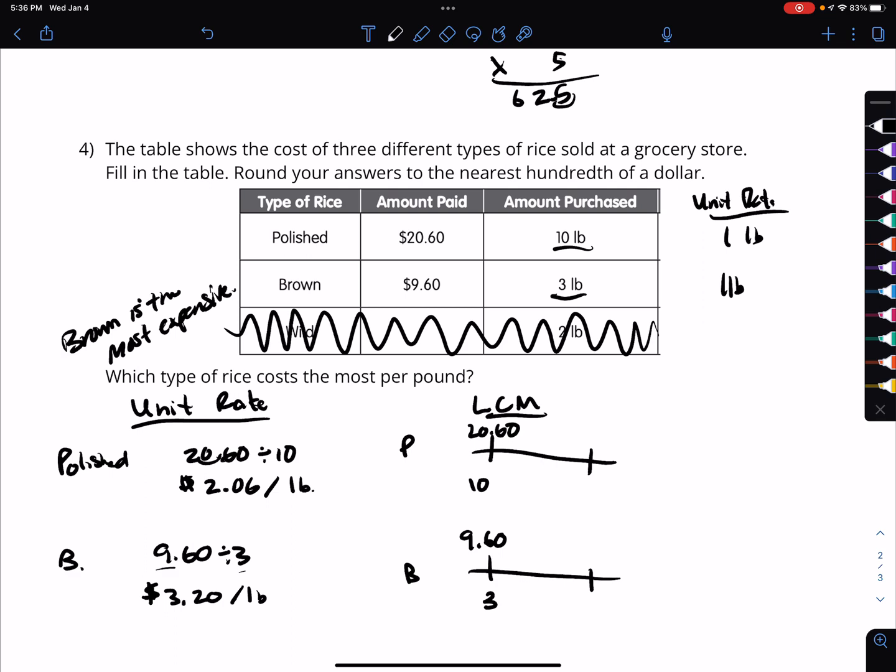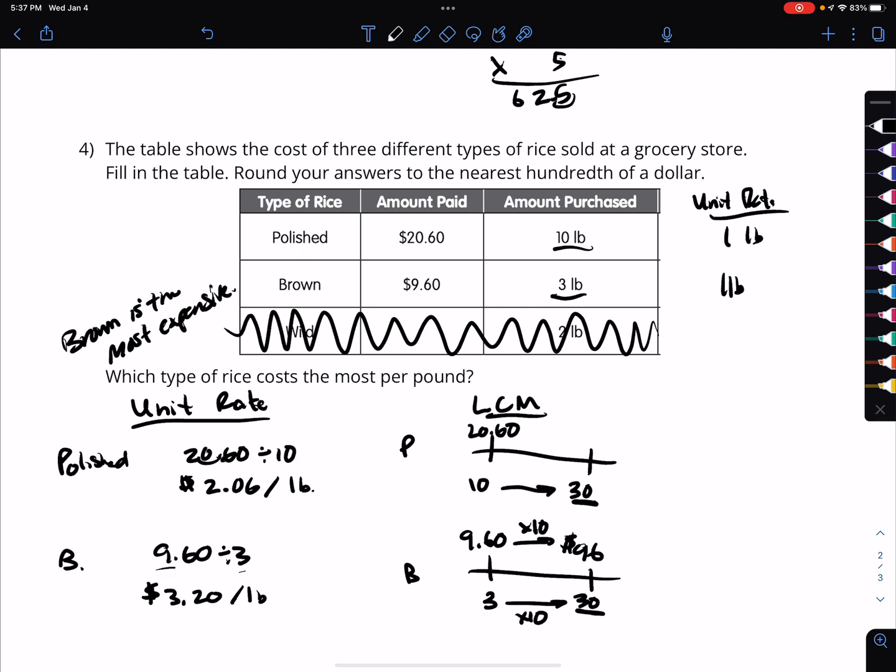So I need to find a number here for both of these that would work out where I could buy multiple pounds or multiple piles of polished rice and end there, and then also buy multiple quantities of brown and get that same weight of rice. So I know if I multiply 10 times 3, I get 30, and so I could use that as my least common multiple here. So that means if I buy 30 pounds of brown rice, I need to do 9.60 times 10, and that means it would cost $96 to get those 30 pounds of brown rice.